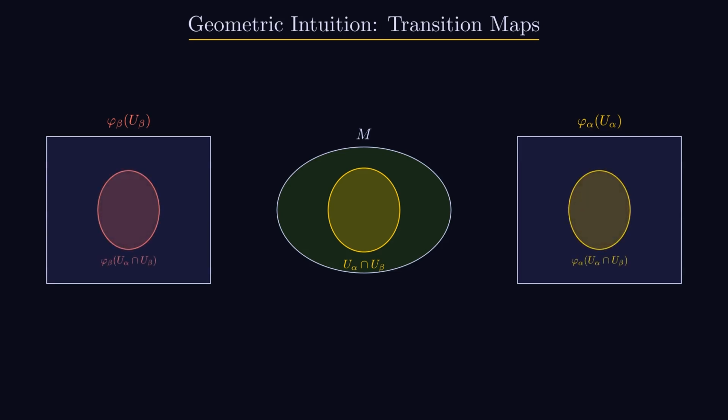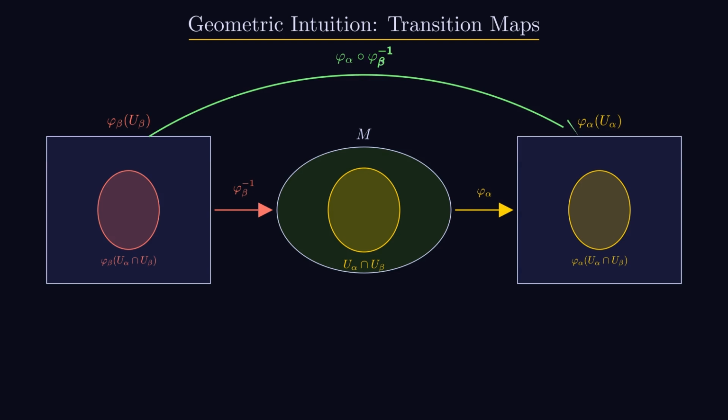The left arrow is phi beta inverse, reading the left plane back into M. The right arrow is phi alpha, projecting M into the right plane. The green curved arrow is the transition map, phi alpha composed with phi beta inverse, going directly from the left plane to the right plane, bypassing M entirely. This is an ordinary map between open subsets of R to the n. When this transition map is C infinity, infinitely differentiable, calculus on M becomes globally well defined.